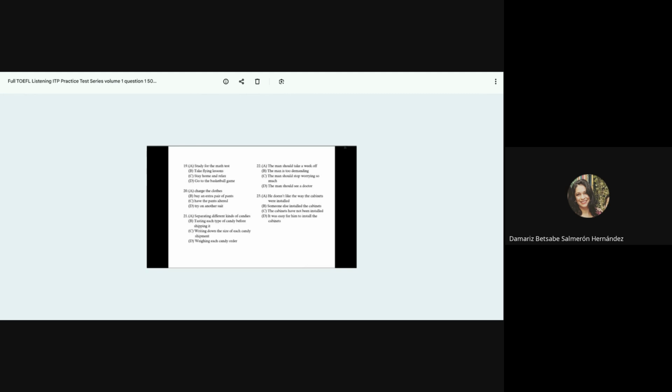Number 20. I like the color and style of this suit, but the pants should be shortened a bit. We can have it done here for you at no extra charge. What does the woman suggest the man do?